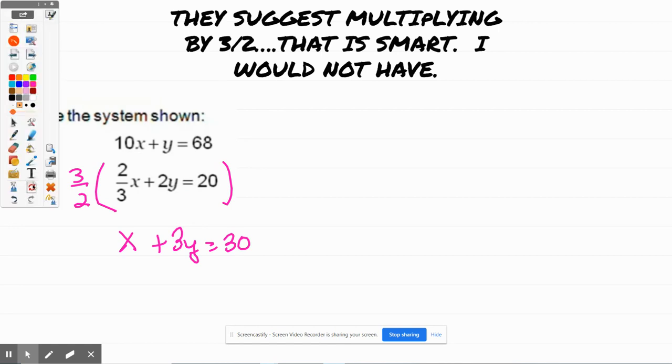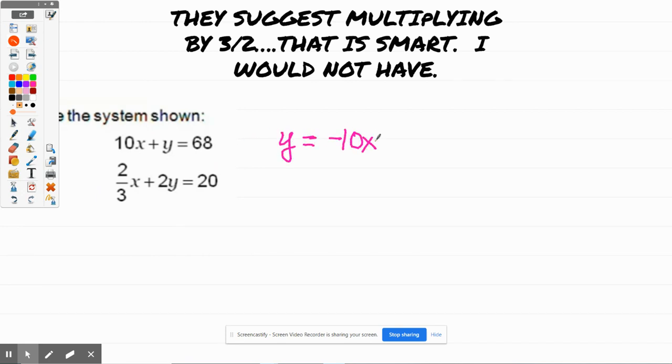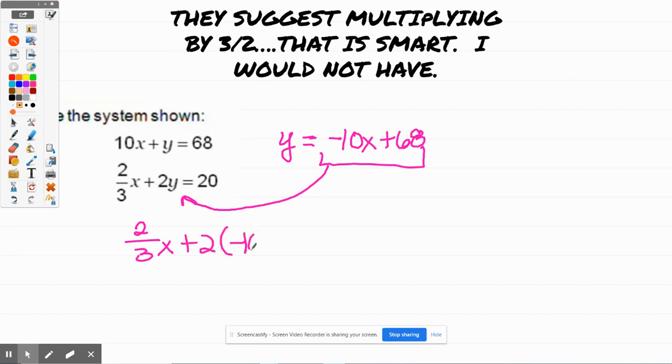I will not lie. I don't care about fractions as much as they do. I would have gone straight to getting y by itself here, and I would have used y is negative 10x plus 68. Either way is fine. Completely up to you. Yes, I have the 2/3, but again, it doesn't bother me. If it bothers you, clear out the fractions. I will substitute this into this guy. So yeah, I have the 2/3 x, but I'm okay with it. Plus 2 times (negative 10x plus 68) equal to 20.